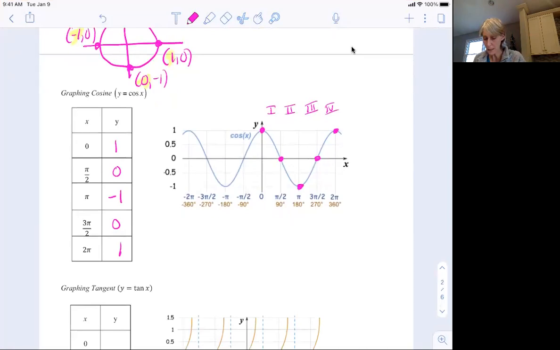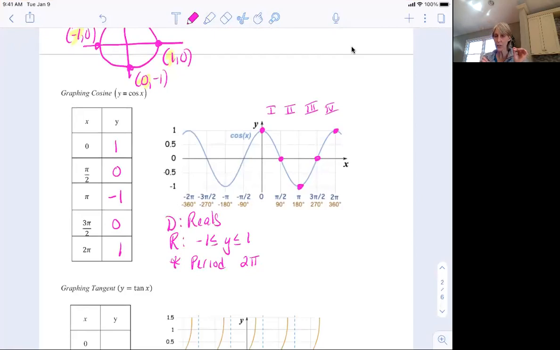A couple little bits and pieces of information are also important about this curve. The domain is all reals. The range, again, our curve is going to bounce back and forth between -1 and 1. Our period, or how long it takes to complete one full cycle, is 2 pi. And this curve also keeps repeating itself.